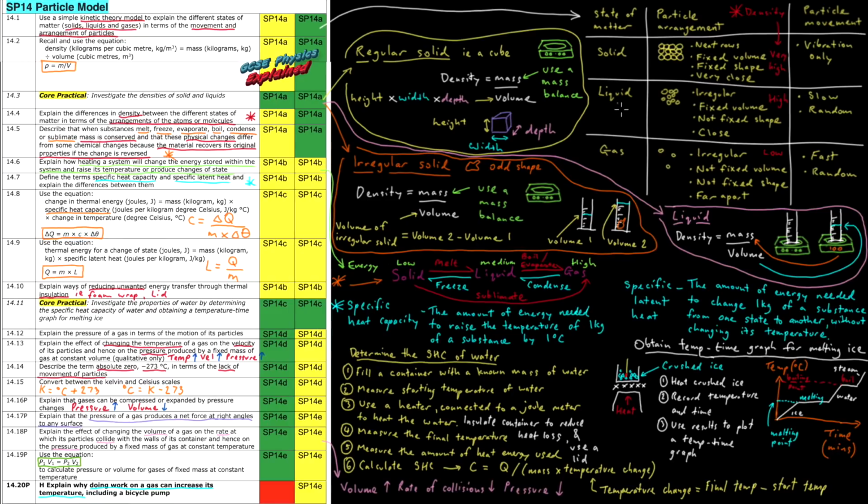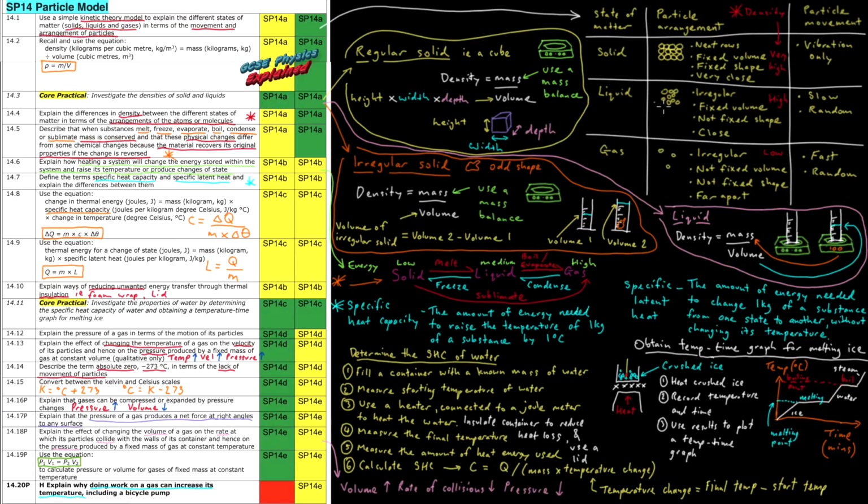So here's your 3 states of matter, solid, liquid and gas. Now your particle arrangement, you say that the solid is in nice neat rows, you get fixed volume, fixed shape, and the particles are very close together. As a result, the density will be very high. And how do the particles move? Well, by vibration only, because they're bonded together.